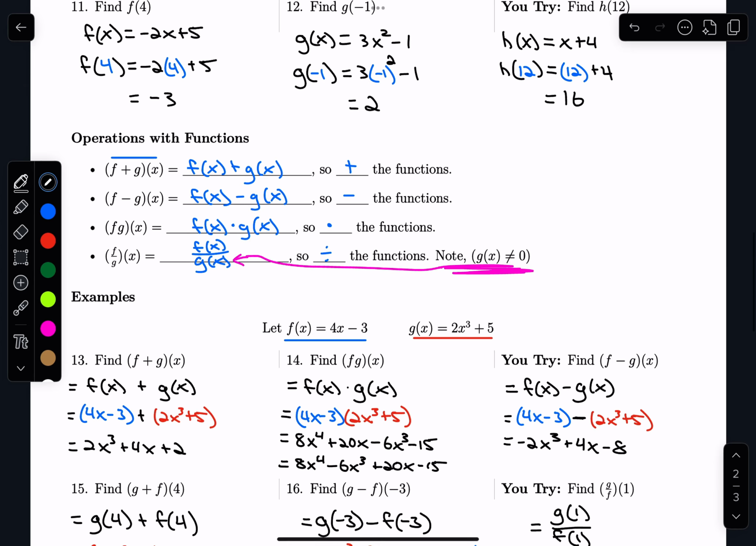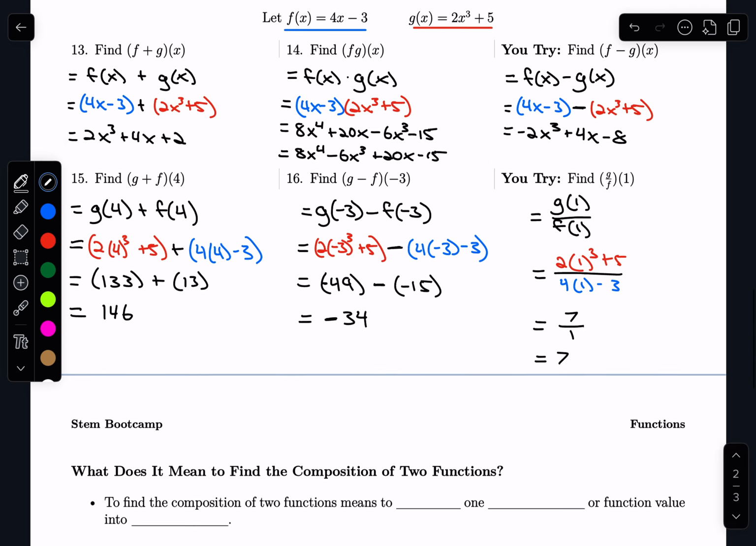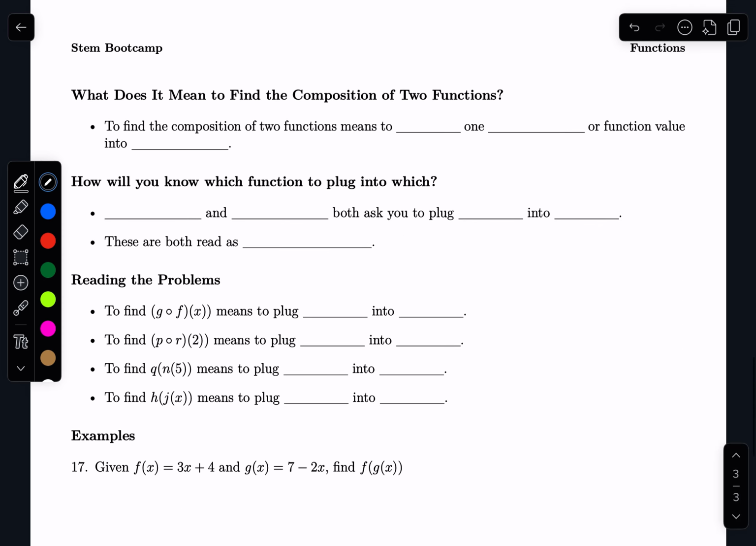So what we just did was basic operations with functions: addition, subtraction, multiplication, division. Now we're going to do composition of functions, where the composition of two functions means to plug one function or a function's value into the other function. So now, how are you going to know which one to plug into which? Like, what's the context going on here?